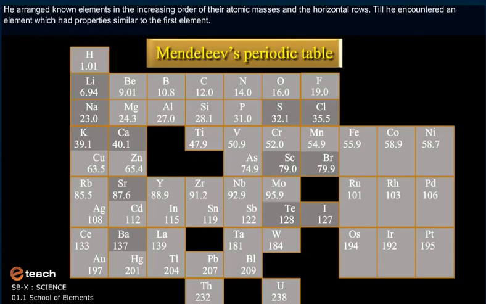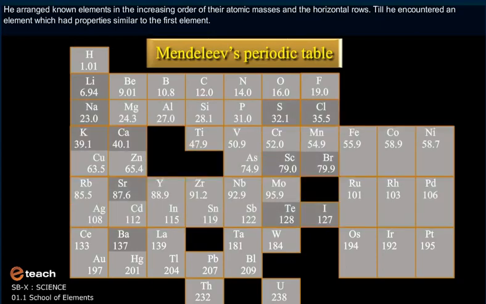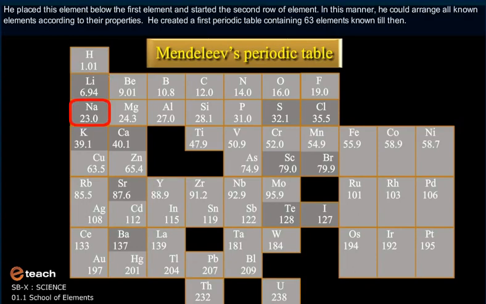He arranged known elements in increasing order of their atomic masses in horizontal rows, till he encountered an element which had properties similar to the first element. He placed this element below the first element and started the second row of elements. In this manner, he could arrange all known elements according to their properties. He created the first periodic table containing 63 elements known till then.